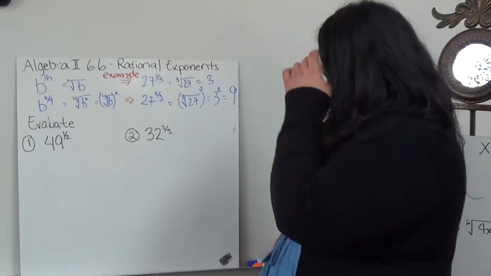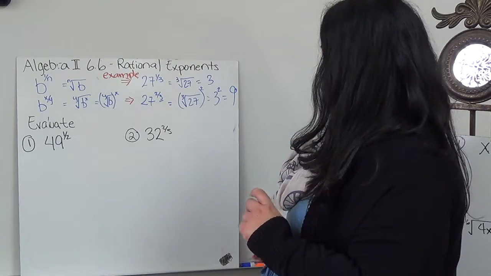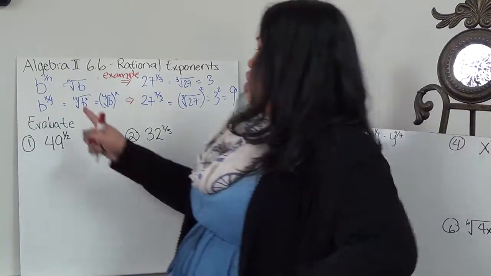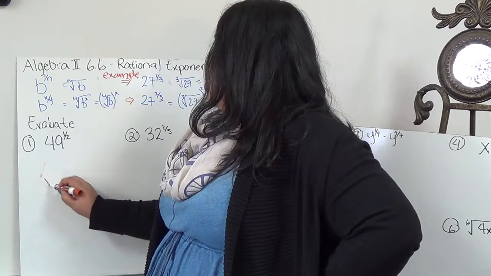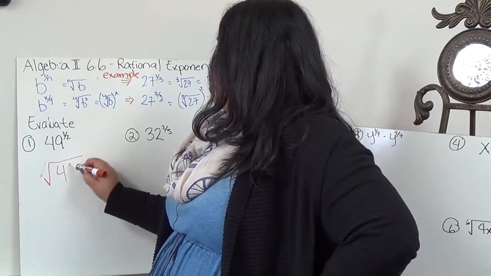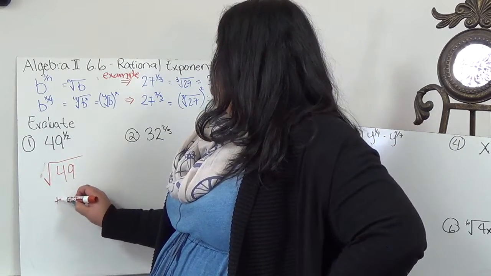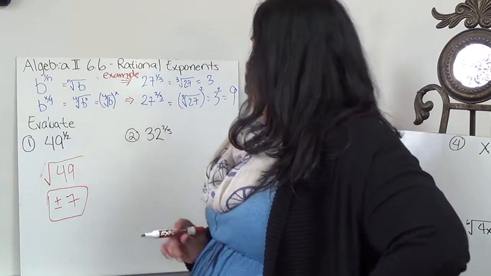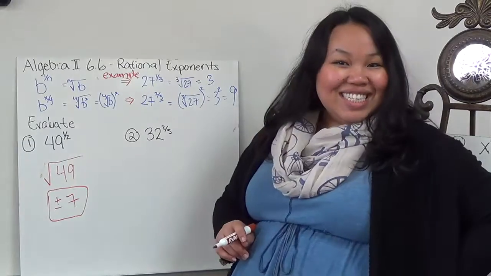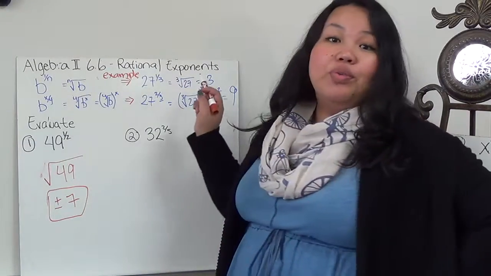So let's try it. We have 49 to the 1/2, so this is the square root, and because it's a square root, I don't have to write the index number because it's automatic. So this would be plus or minus 7. Right, because 7 times 7 is 49. Easy? Good.